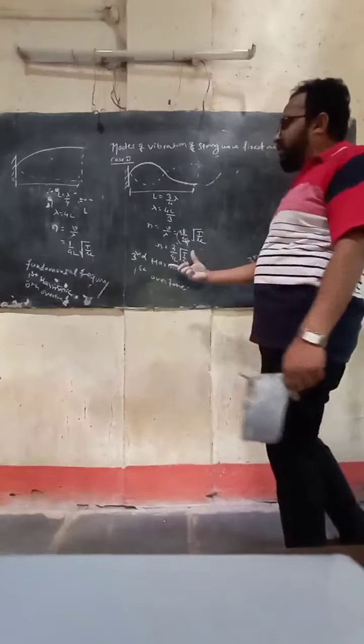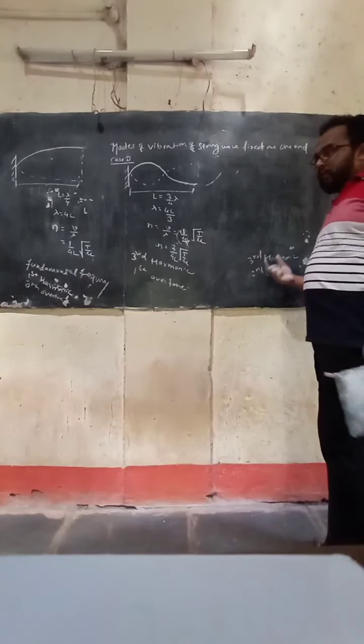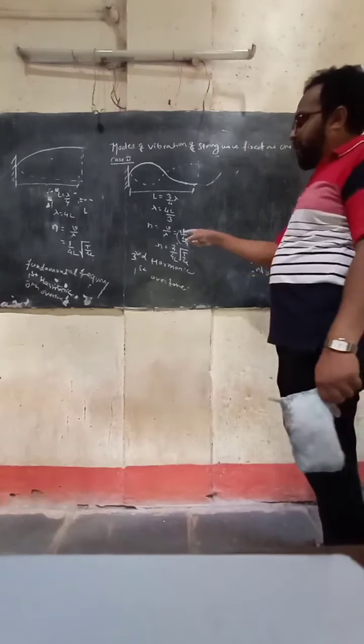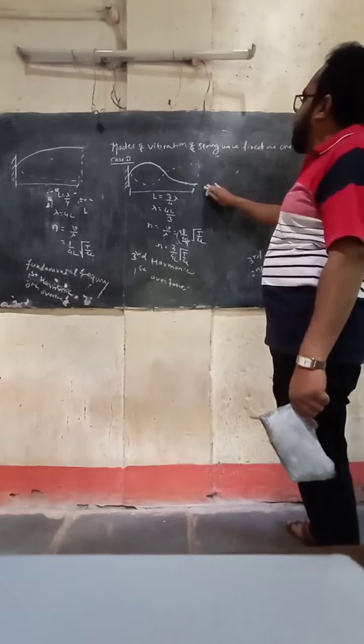So the overtone numbers are fixed: zeroth overtone, first overtone, second overtone. But the harmonic number is represented by the number in the numerator. Now we'll see case 3.